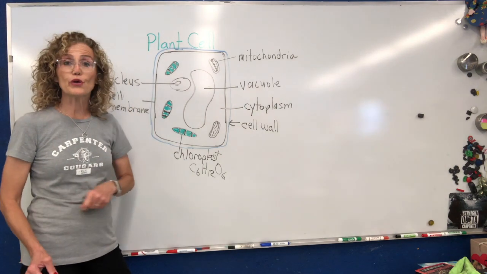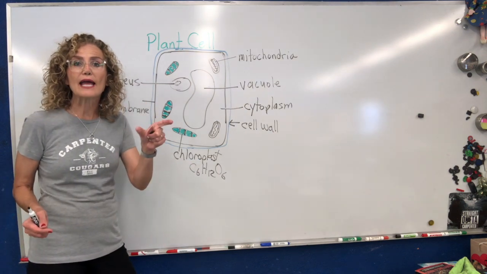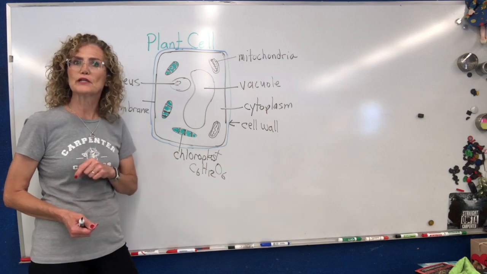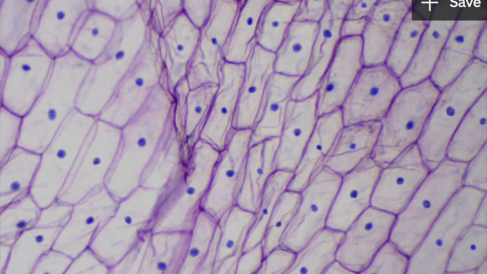Now, I'm going to show you some slides of plant cells under the microscope. Let's take a look. This is an onion skin slide. The purple squares are the cell walls, and the purple dot in the center is the nucleus of the cell. You could make a slide like this yourself with just a thin piece of onion skin on a glass slide.